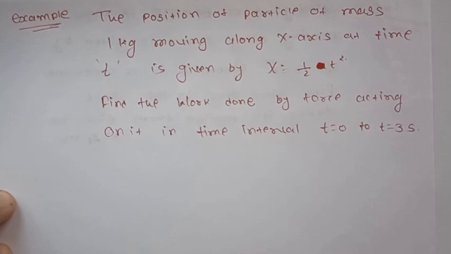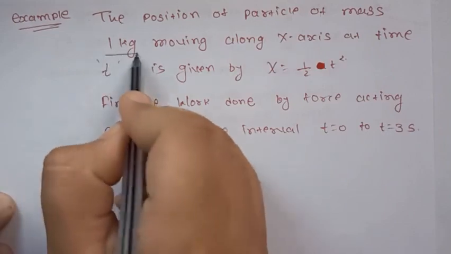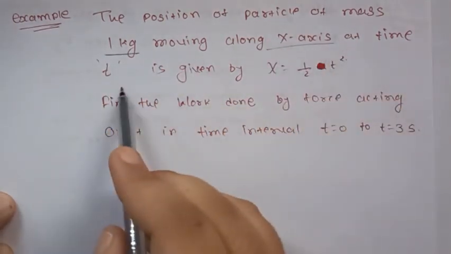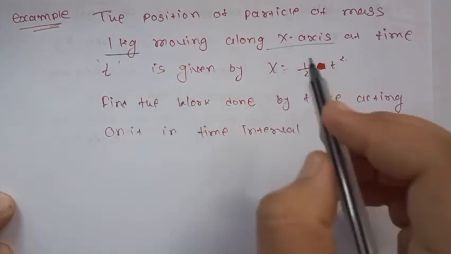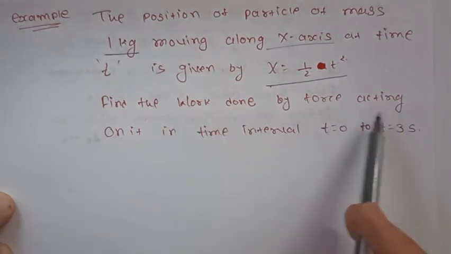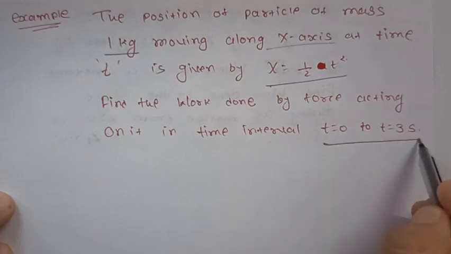Now let us see some examples on work energy theorem. In this example, the position of a particle of mass 1 kg moving along x-axis at time t is given by x equals half t square. We want to find the work done by the force acting on it in the time interval t equals 0 to t equals 3 seconds.